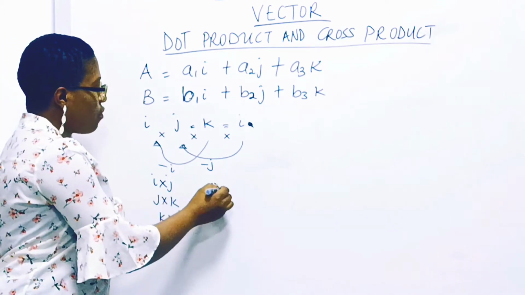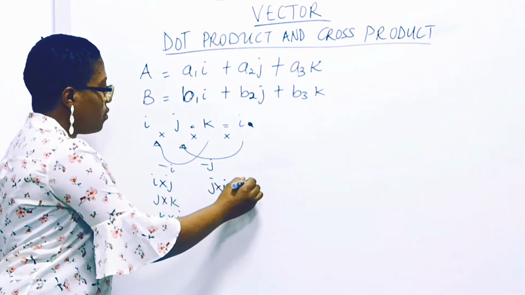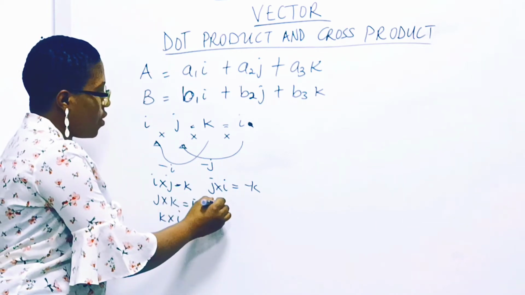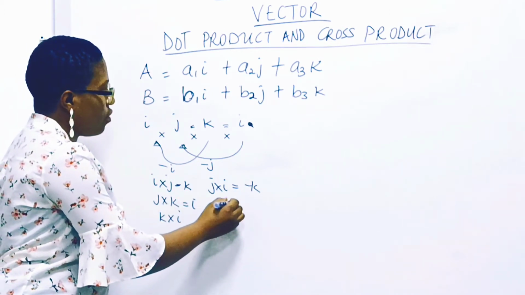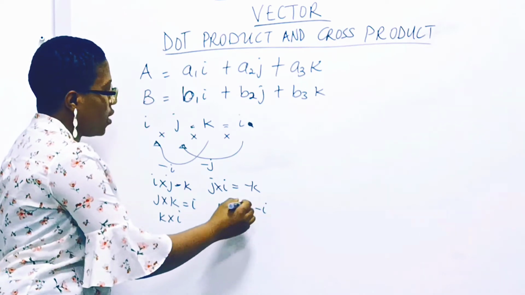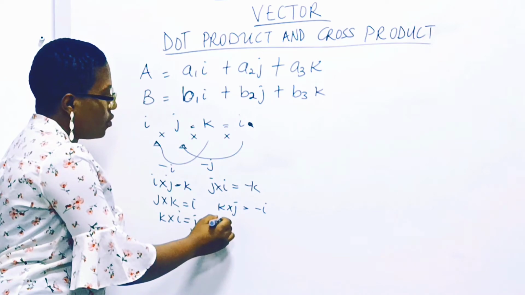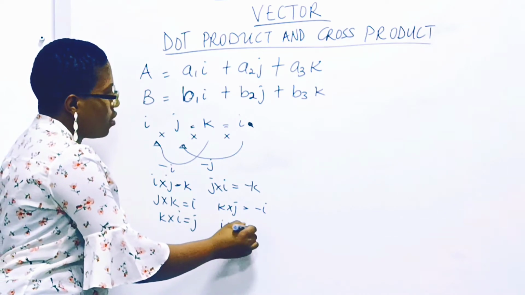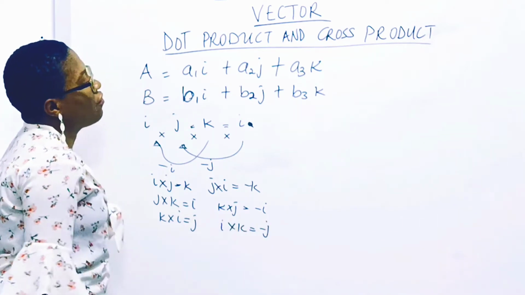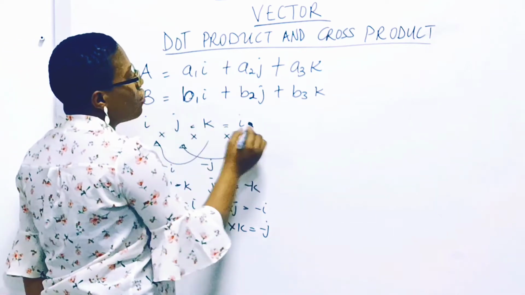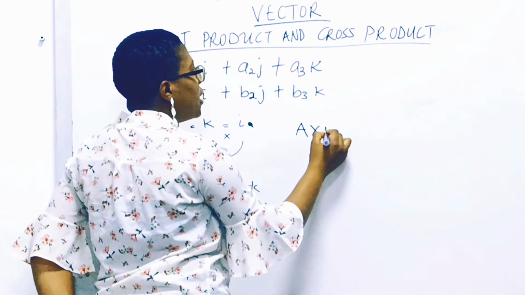That's J cross I will be minus K, while this is K. This will be I, while K cross J will be minus I. And then this will be J. Why? Well, I cross K is equal to minus J. This is very important in computing cross product. So let's do the cross product of A and B.